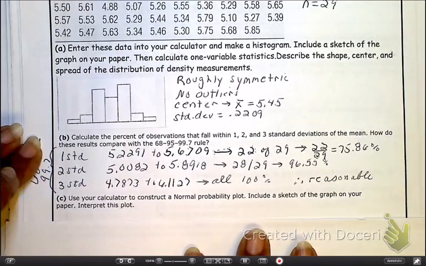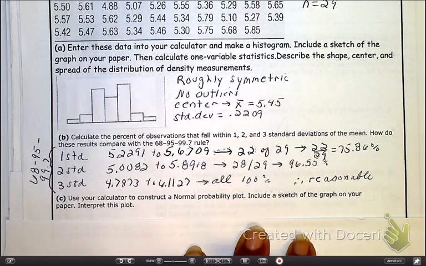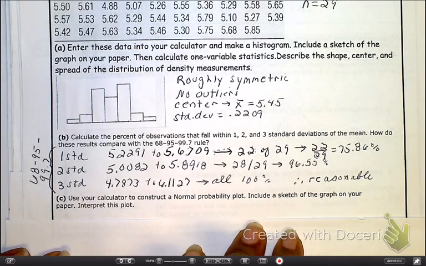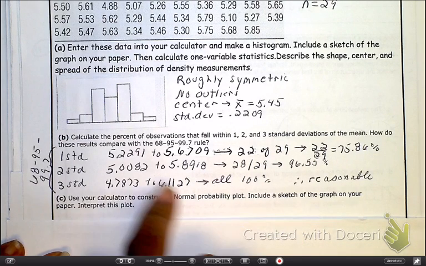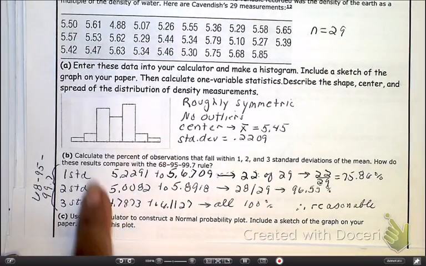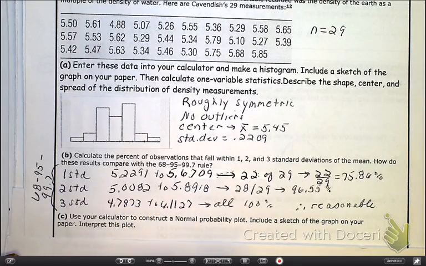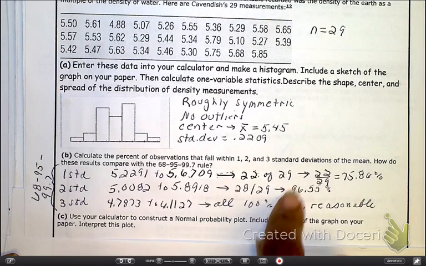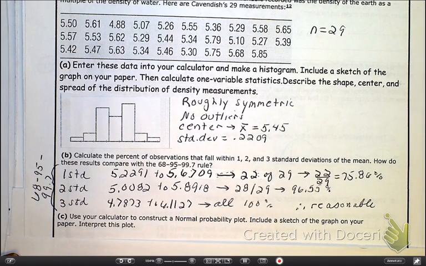Now, if your thoughts are, what is the point in doing that? The point in doing this is we want to see, this is just another way of checking the histogram and the idea of what symmetry involves, which is the 68, 95, 99.7 rule, if these values clearly work with that rule, because if it does, that does mean that the graph is approximately symmetric.